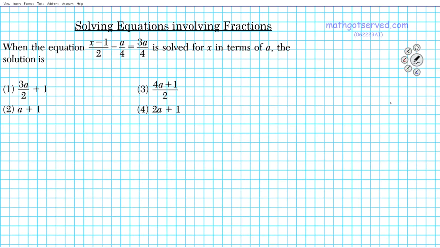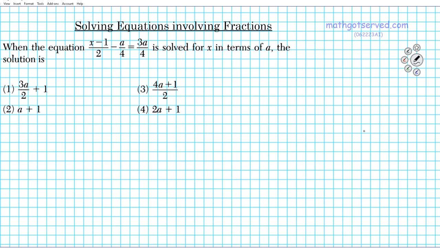In this clip, we're going to be taking a look at how to solve algebraic equations involving fractions. All right. So the question reads: when the equation (x − 1)/2 − a/4 = 3a/4 is solved for x in terms of a, the solution is.